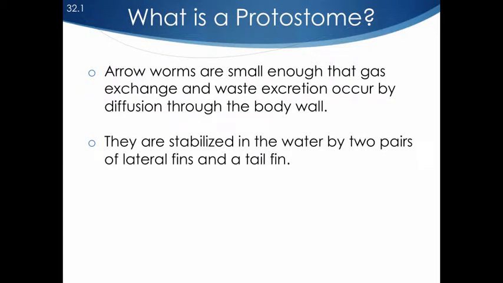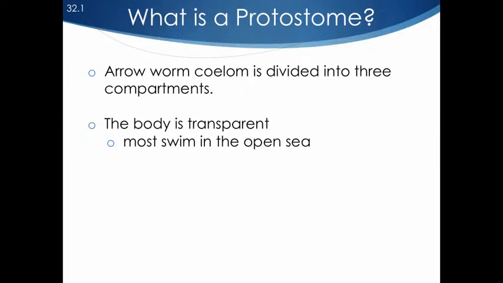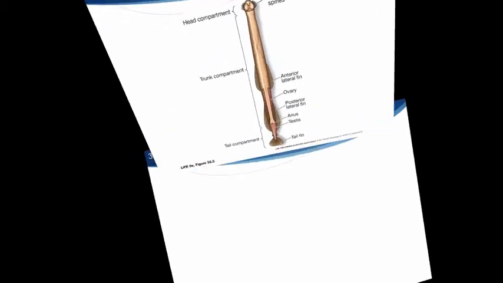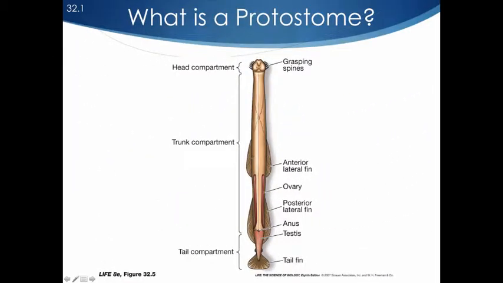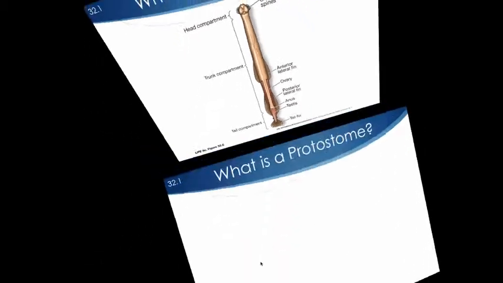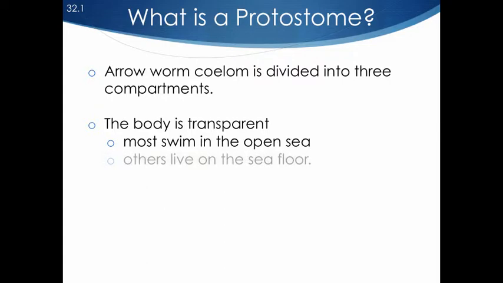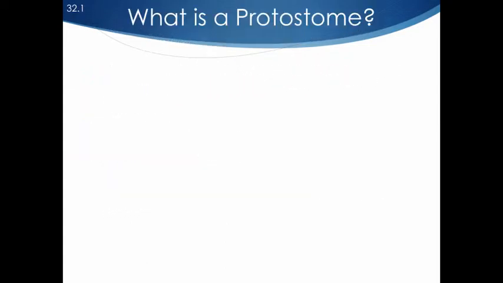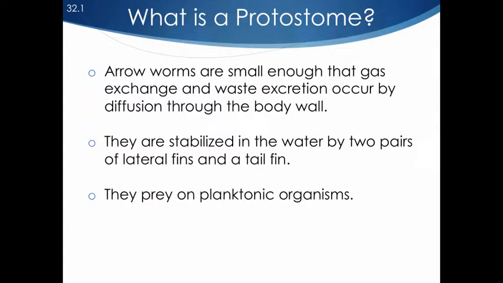They are stabilized in water by two pairs of lateral fins and a tail fin. So this was seen in the picture right here. So you can see the lateral fins are right here. They have an anterior set and a posterior set, and then they have their tail fin. And this is what helps them balance and basically what helps them move. And their prey is planktonic organisms.